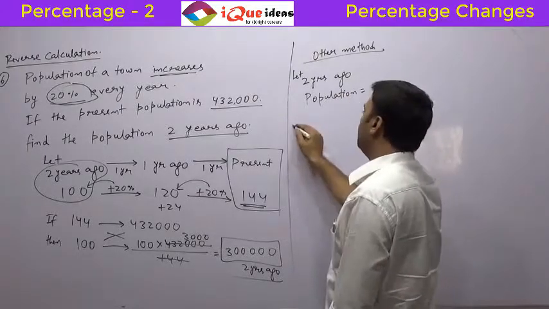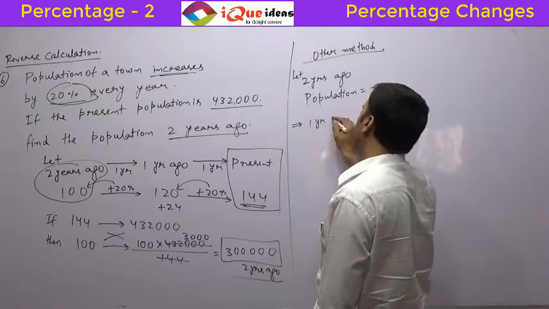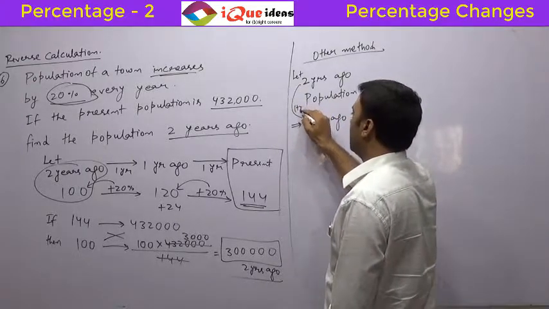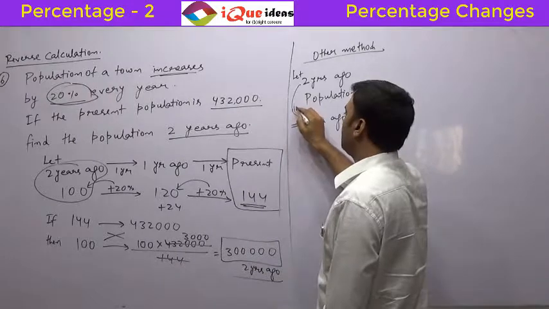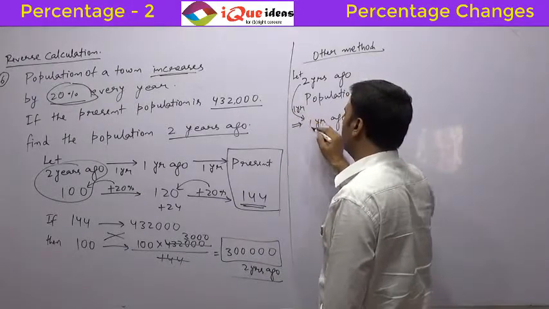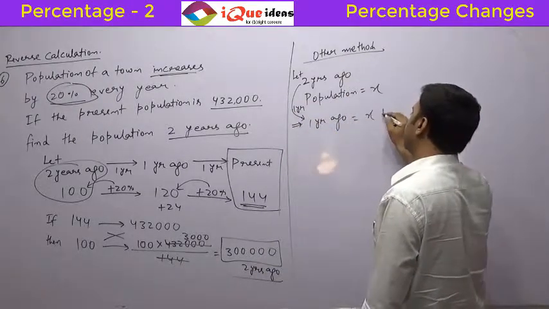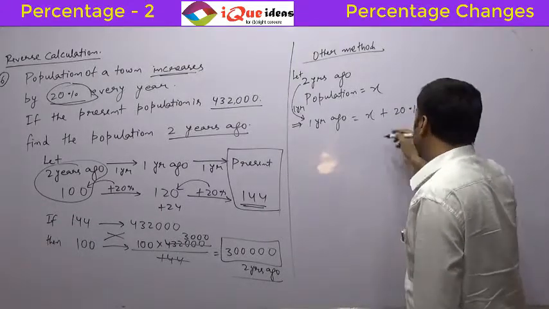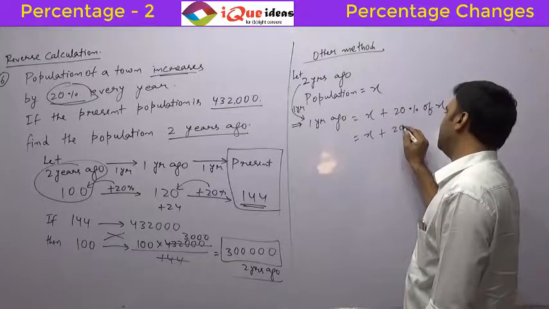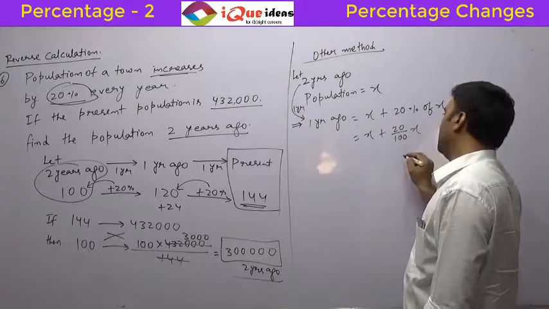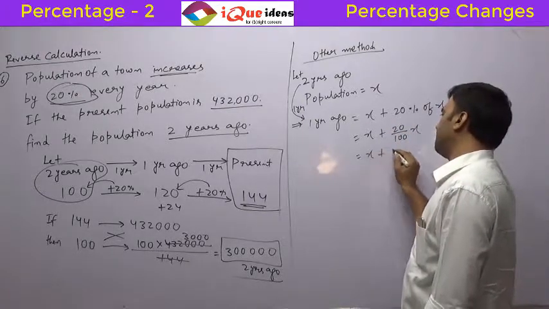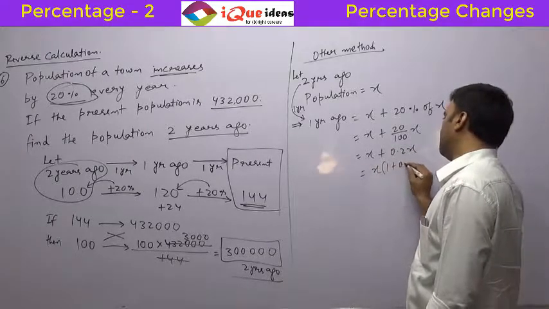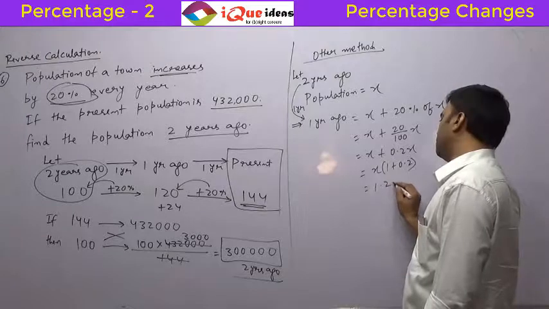Right? So what will be the population 1 year ago? This is a period of 1 year. So in 1 year, what happens? The population is going to increase by 20%. So 1 year ago, the population would be X plus 20% of X. Now if you simplify, it is X plus 20 by 100 X. Now 20 by 100 is 0.2. So X plus 0.2 X. That is X common, 1 plus 0.2, which is 1.2 X.